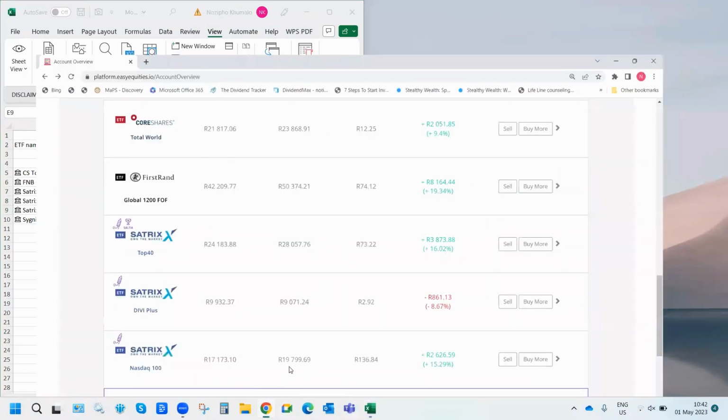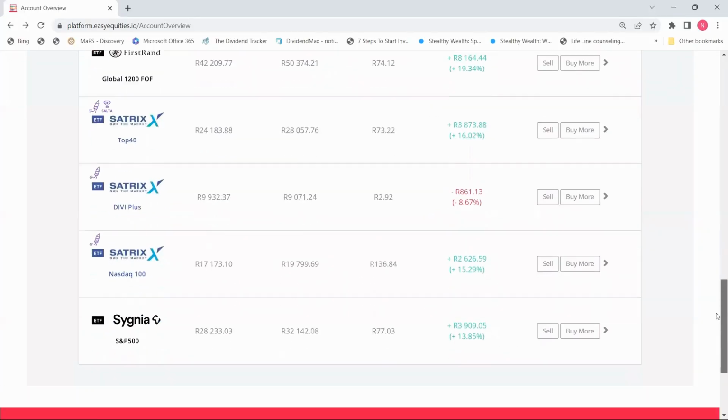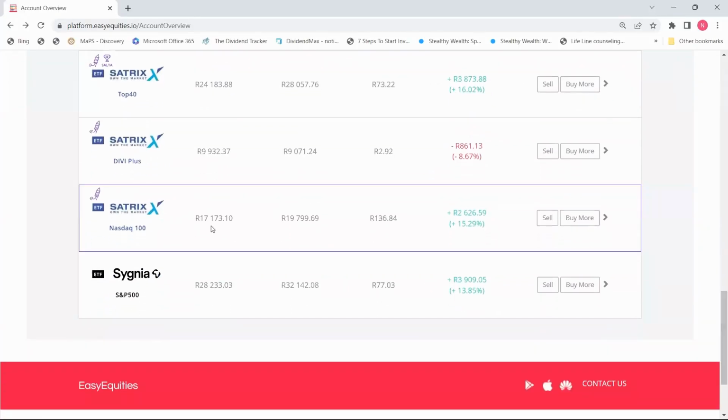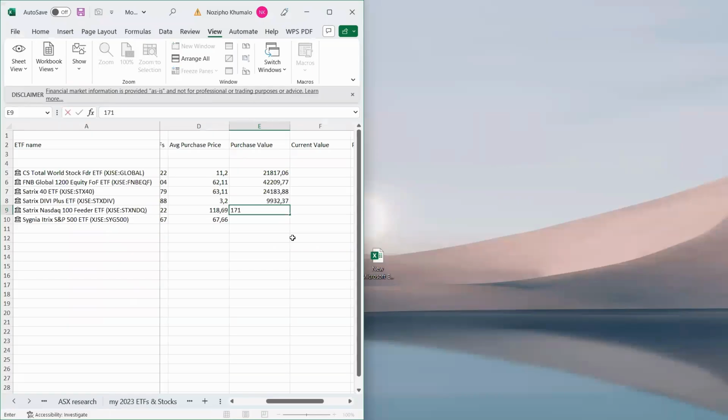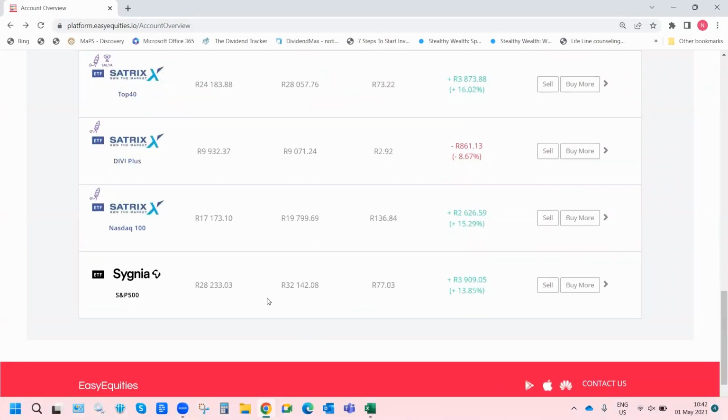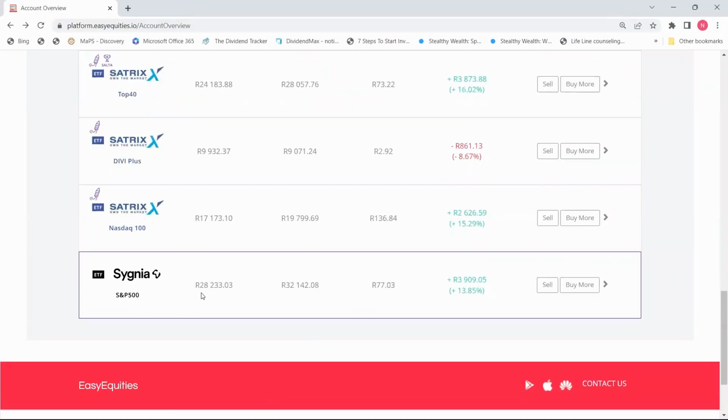9932.37. The next one is NASDAQ 100. 17,173 Rand and 10 cents. 17,173.10. Lastly is the Sygnia S&P 500, 28,233 Rand and 3 cents.